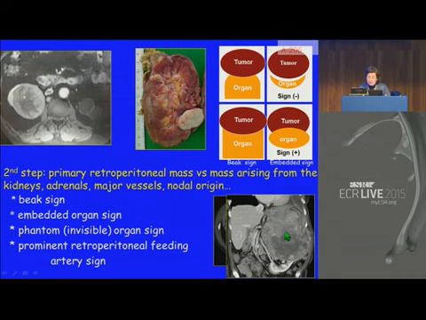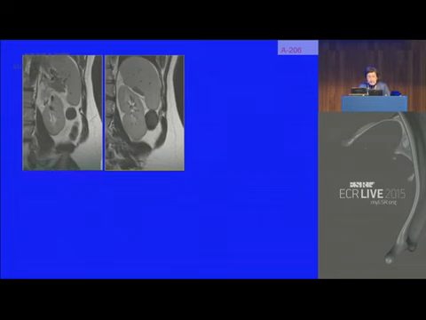The adrenal gland was no more visible. In addition, the presence of a prominent retroperitoneal feeding artery is also a strong argument for a retroperitoneal mass. In this patient, the origin of the mass is questionable. Is it a renal mass with perirenal extension, or is it a primary retroperitoneal mass?